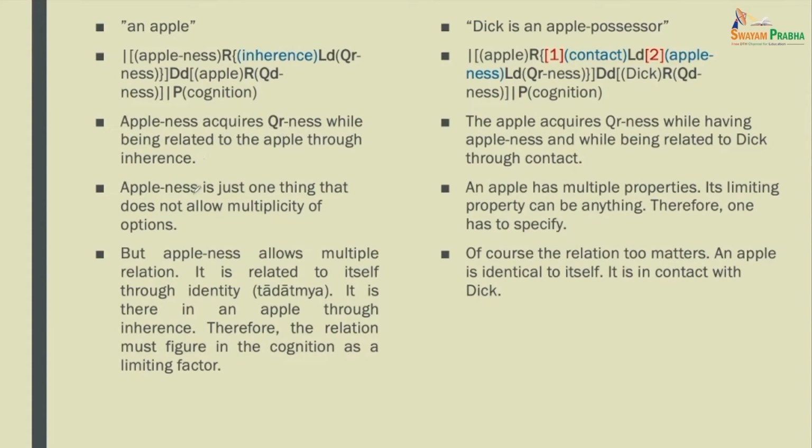Appleness is just one thing that does not allow multiplicity of cognitions. Now, apple, so what is the qualifier here? Appleness. Appleness does not really have many different properties like the apple has, right? Because it is just one thing, appleness, and it's enough to describe it. It is kind of irreducible. You cannot split it into different properties and all that. It doesn't have the multiplicity of properties, which is very, very important.